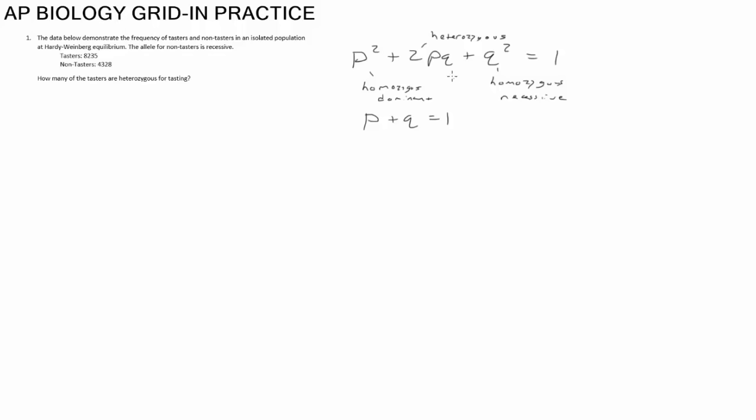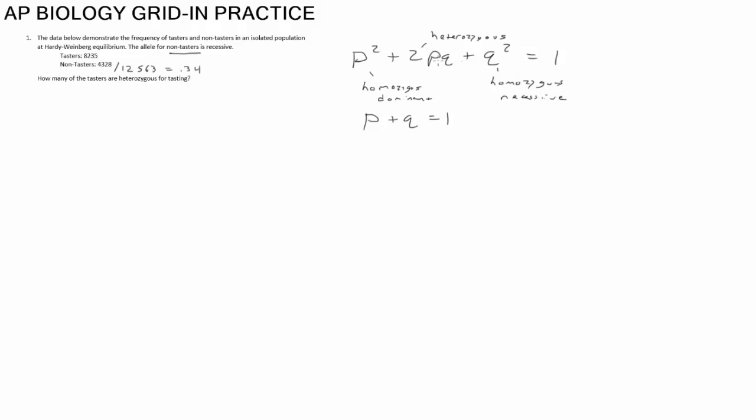To begin this problem, we're going to be looking at q squared because we know something about the homozygous recessive individuals. We know that they are non-tasters. Looking at the population, we have 8,235 tasters and 4,328 non-tasters. That adds up to a total of 12,563 individuals. To get the fraction that are non-tasters, we do 4,328 divided by 12,563, and we get about 0.34. So that's my q squared.